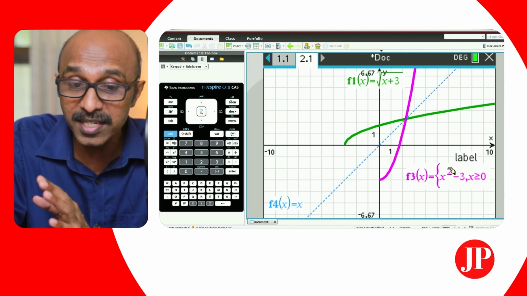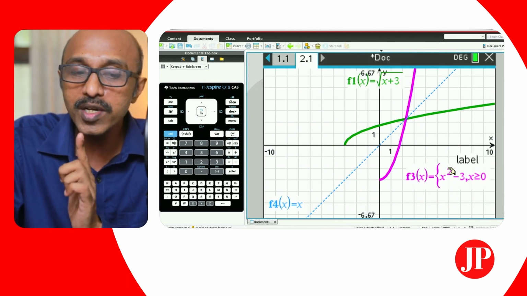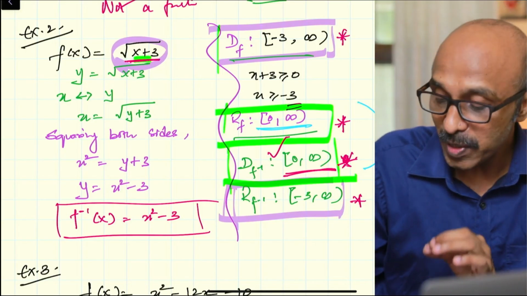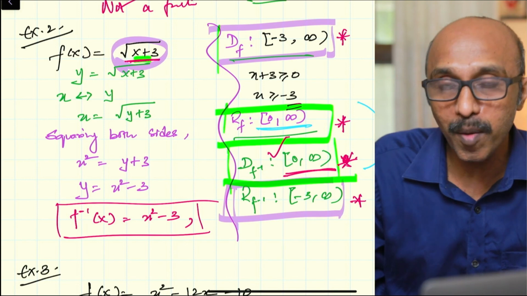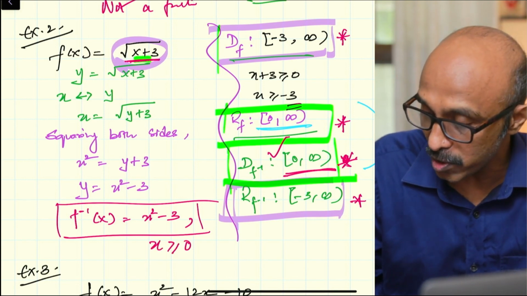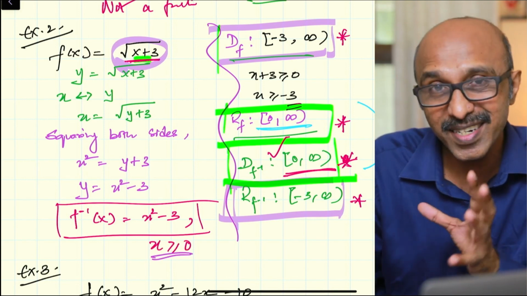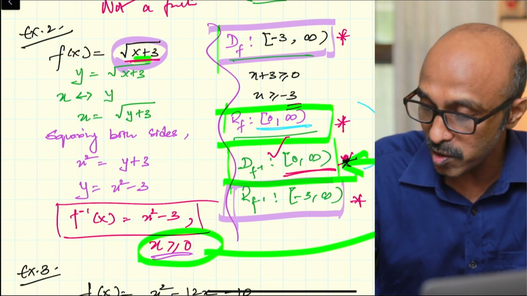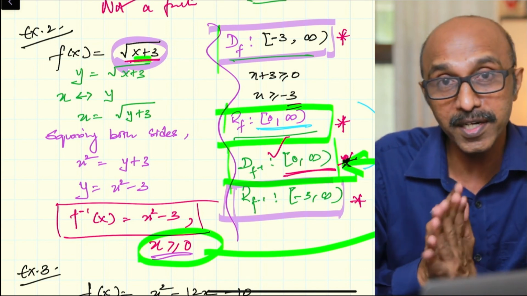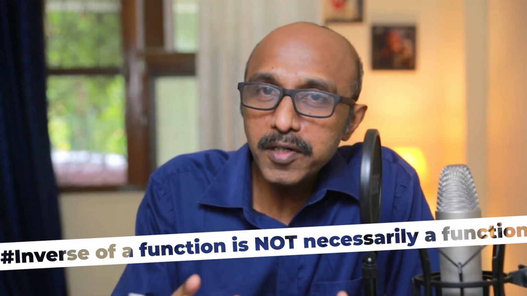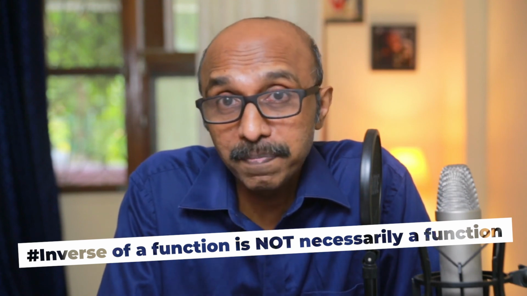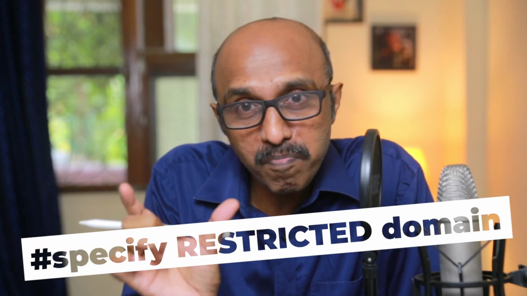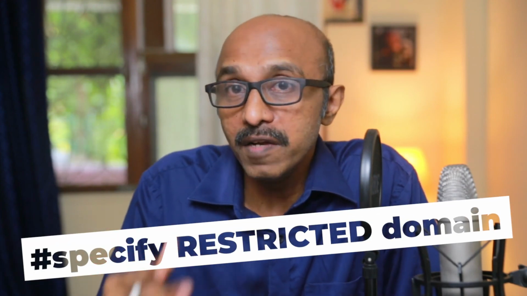So that makes sense: when you restrict the domain, you get the reflections as per the definition of inverses. That means that when you write the inverse, you must specify with a comma that x must be greater than or equal to 0. What you're saying is that the domain is now restricted to greater than or equal to 0. This is the same as what we saw here: the domain of the inverse must be 0 to infinity. We saw that the inverse of a function is not necessarily a function, and as a consequence, why it is important to specify that restricted domain when we write the expression for the inverse of a function.